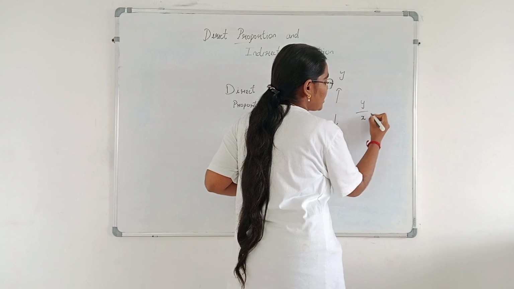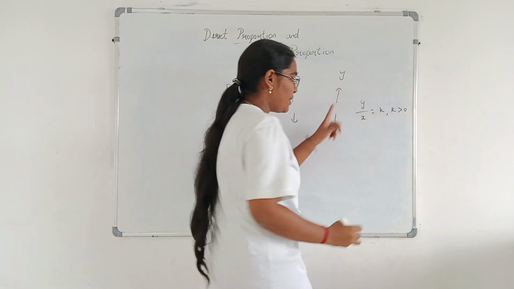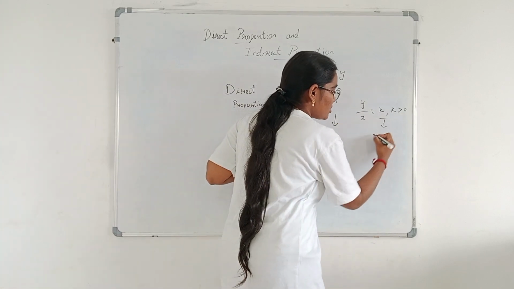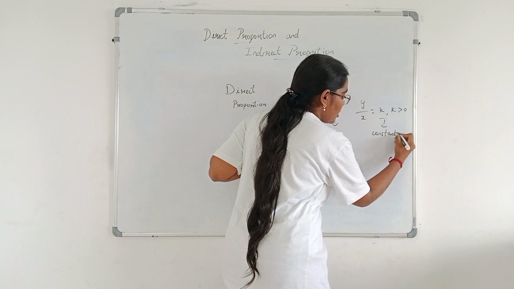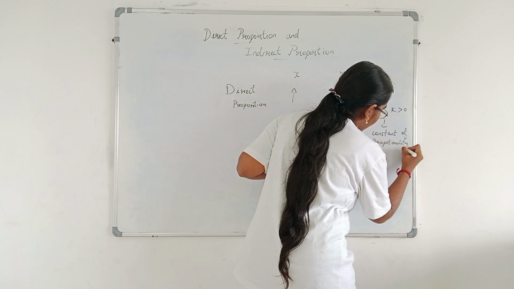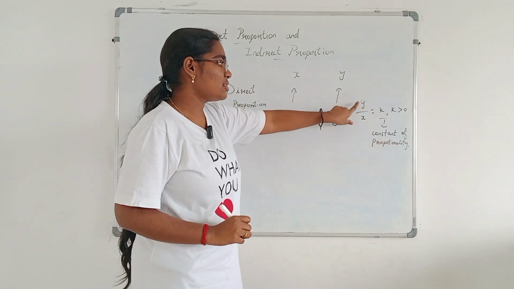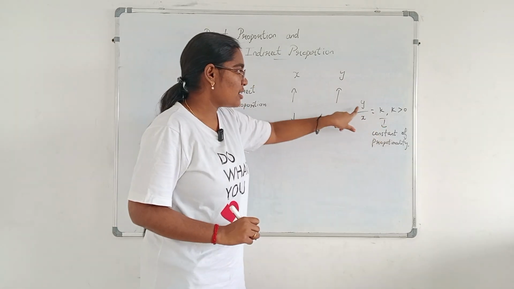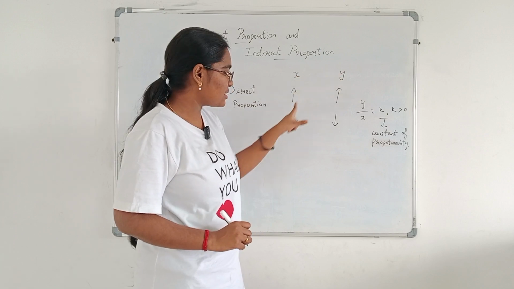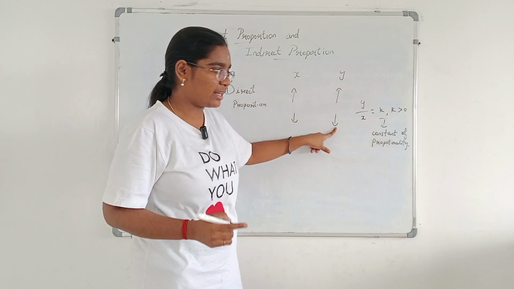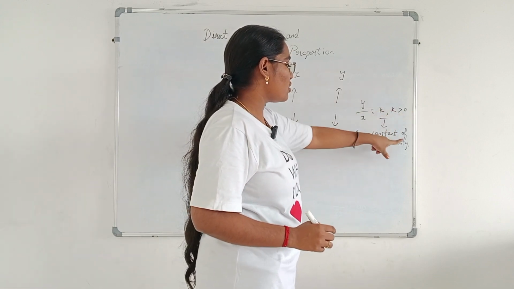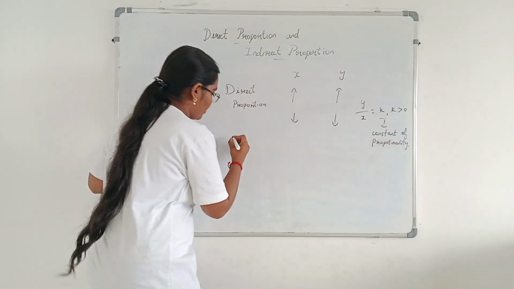Mathematically, it will be expressed as y by x equal to k, where k is greater than 0, and this k is known as the constant of proportionality. So y depends on x. If x increases, y increases. If x decreases, y will decrease. Next, indirect proportion.